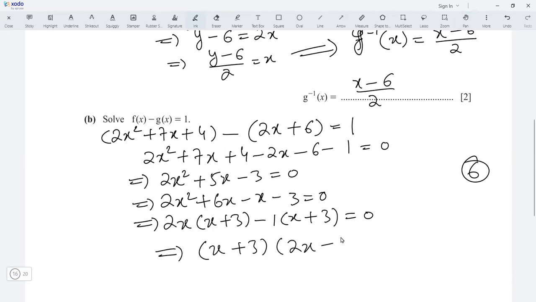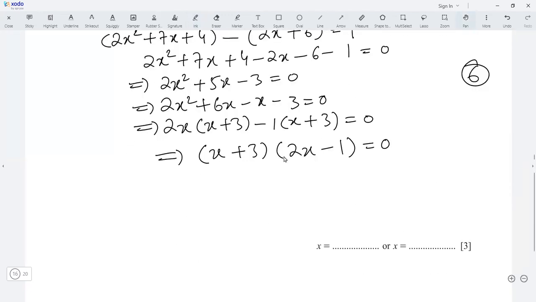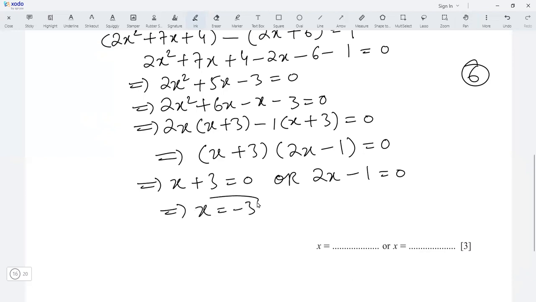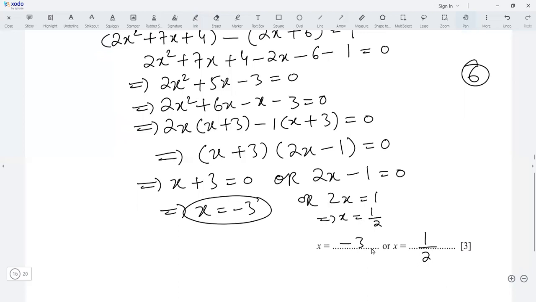Similarly, 2x minus 1 equals 0. When two terms are multiplied and the result is 0, either the first one is 0 or the second one is 0. So x plus 3 equals 0, or the other one, 2x minus 1 equals 0. So one answer is x equals minus 3. What was the other answer? Bringing 1 onto the other side, it becomes positive. So 2 will be divided, so it will be 1 over 2. One answer is negative 3, or the other one is 1 over 2. Or is basically referring to the fact that the equation is quadratic and it must have two solutions.